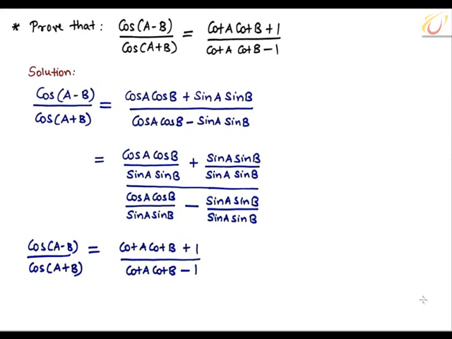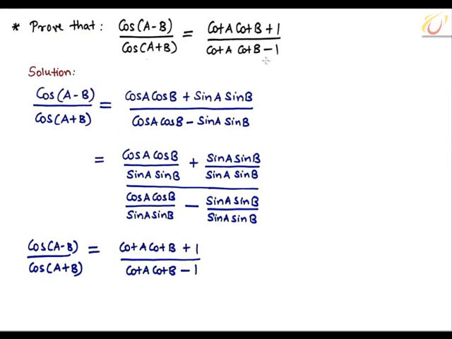Welcome. In this lecture, let us solve a few numericals based on the formulas and concepts which we have learned in the earlier lectures. So let us look at the first sum. Cos(A minus B) upon cos(A plus B) is equal to (cot A multiplied by cot B plus 1) upon (cot A multiplied by cot B minus 1).